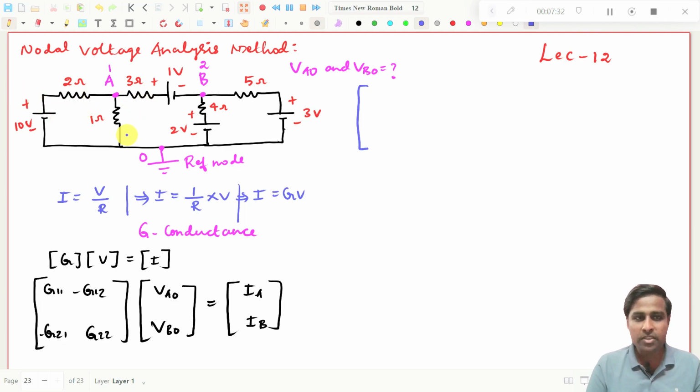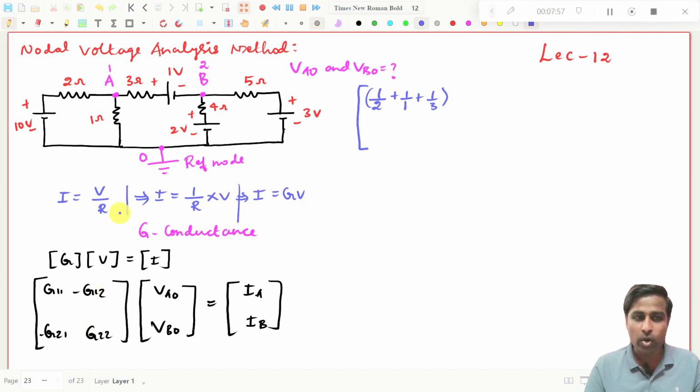See, a 2 ohm resistor is connected, a 1 ohm resistor is connected, a 3 ohm resistor is connected. Then you write 1 by 2, put a bracket, 1 by 2 plus 1 by 1 plus 1 by 3. These three resistors are connected in the A node, and I have converted them into conductance. 1 by resistor will be conductance, right?